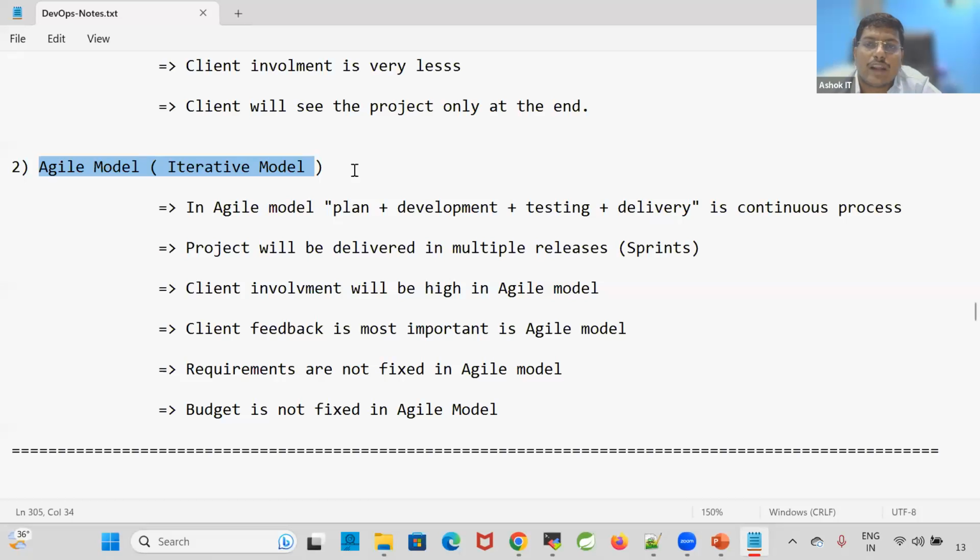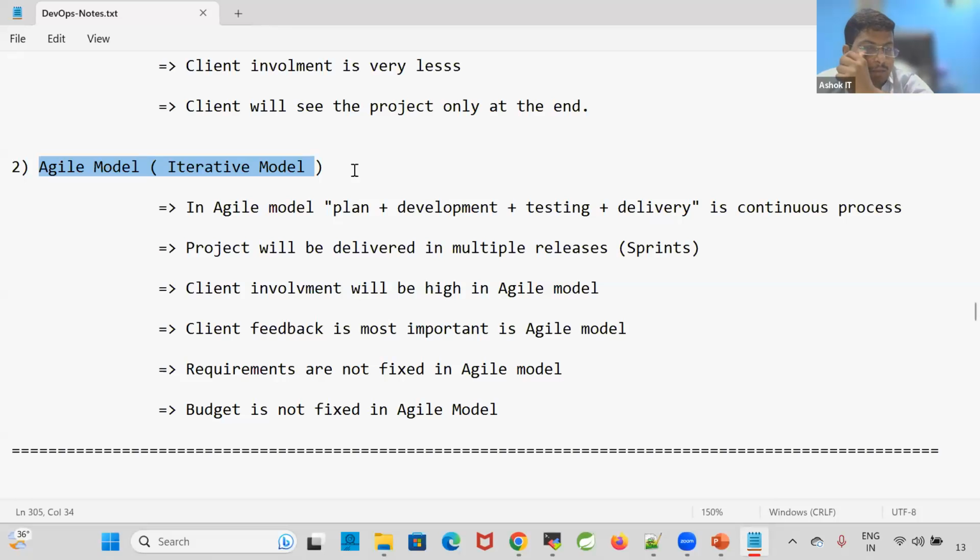Here, every 2 or 3 months, the client will see what we are doing, how we are doing it, and whether any changes are required. The client will give feedback on our work. So in the agile methodology, client involvement will be very high. That's why nowadays clients and companies are choosing the agile methodology to develop and deliver applications.